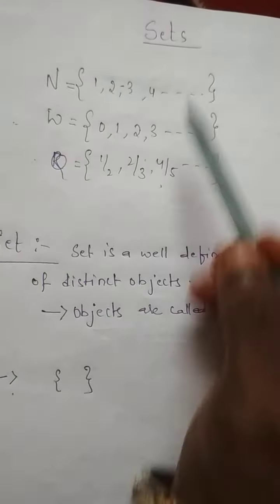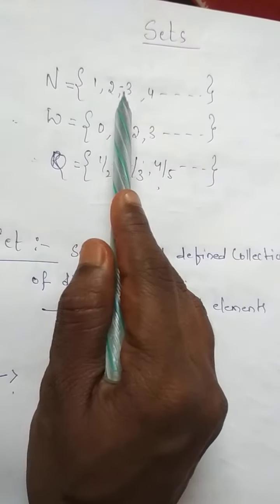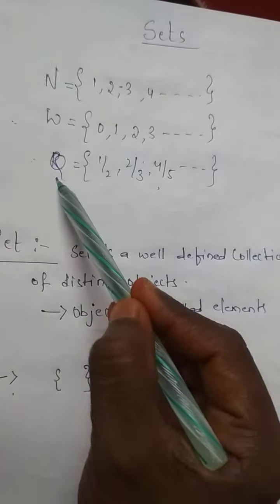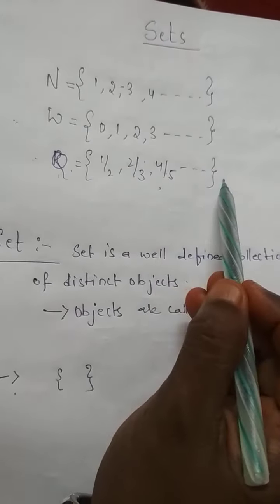Good morning students. Today we will start a new chapter, sets. What are natural numbers? The set 1, 2, 3, 4, and so on. Whole numbers: 0, 1, 2, 3 and so on. Q, rational numbers: 1 by 2, 2 by 3, 4 by 5 and so on.